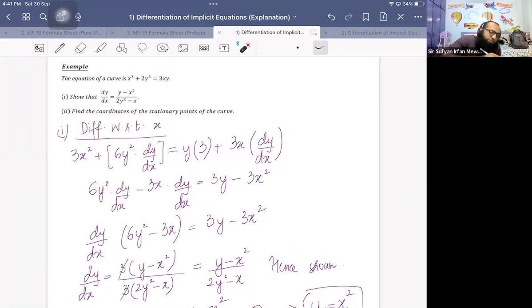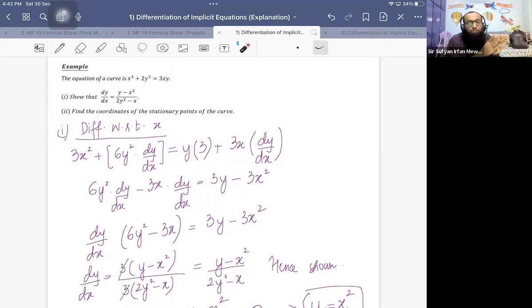Now part number 2 says find the coordinates of the stationary points of the curve. So we know that whenever we need to find the stationary point or turning point, we equate dy by dx to 0. But usually when we equate dy by dx to 0, we directly get the x coordinates and we substitute the x coordinates in the equation of the curve to get the y coordinates. But over here, this is not the case, in implicit equations, because the gradient function is in terms of x and y both.